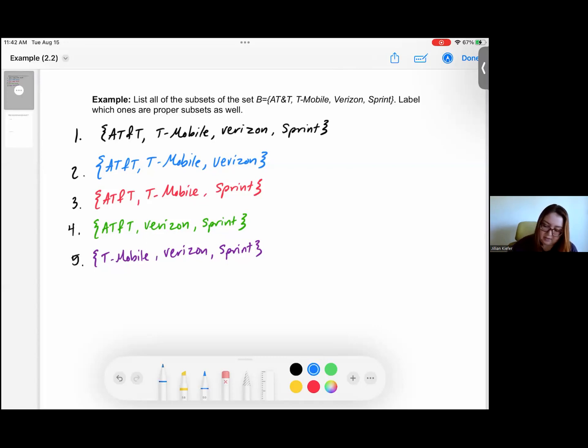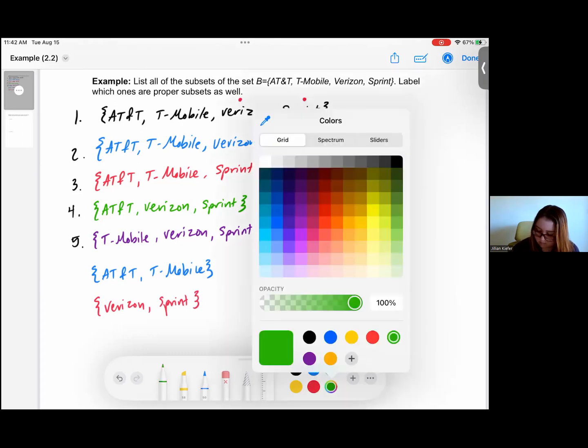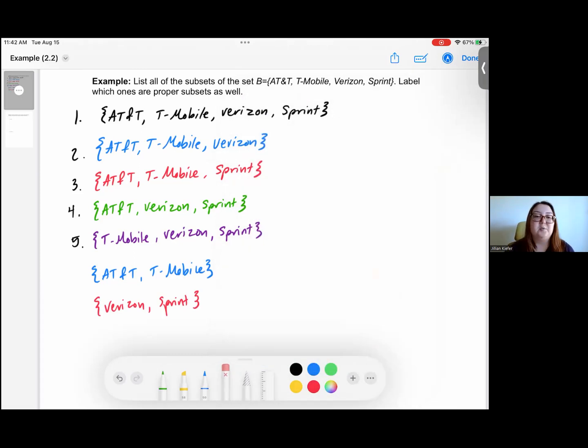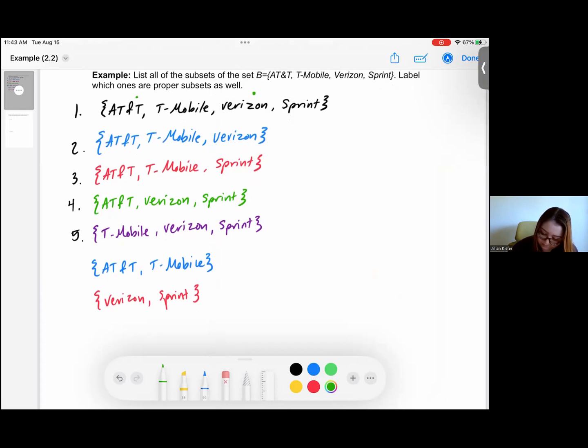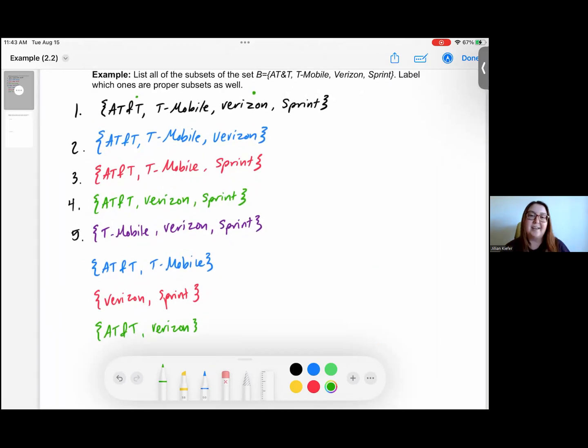So we'll start up again. Let's go AT&T and T-Mobile. Scoot this down a little. So there's 2. We could do the last 2, Verizon and Sprint. Let's do the first and the third. We can do AT&T and Verizon. We can do the second and the fourth.